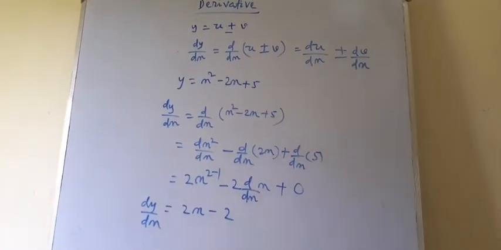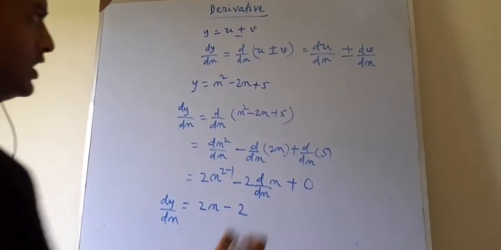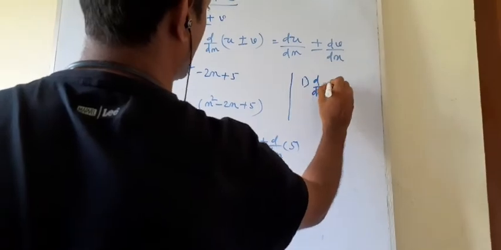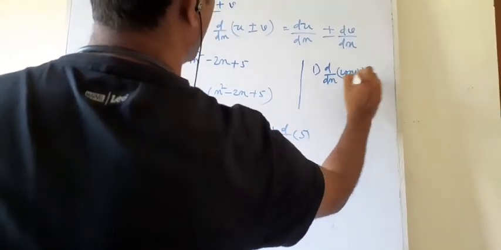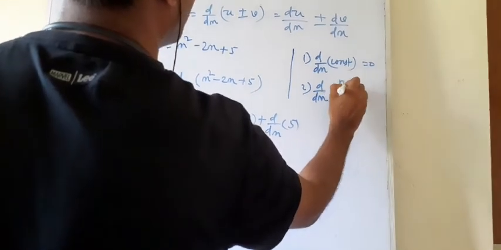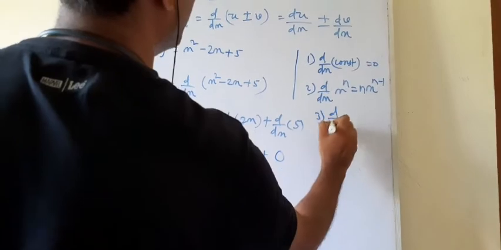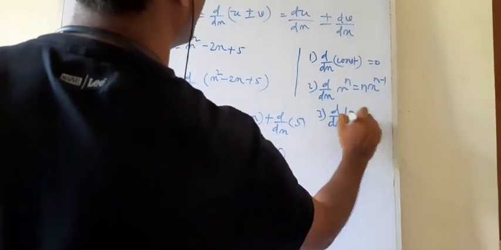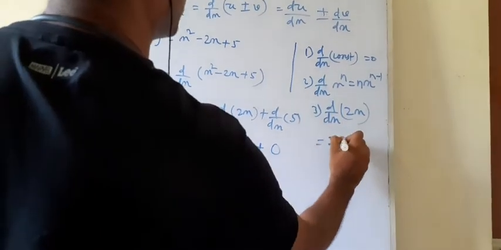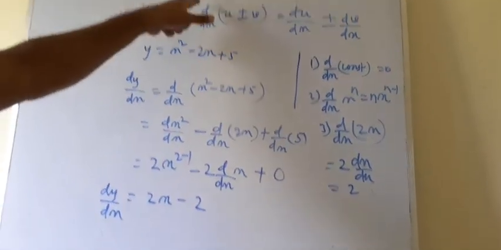Hope you have understood how to find the derivative of a simple function. So basically I have discussed important formulas: d by dx of any constant quantity equals 0, and second, d by dx of x to the power n equals n into x to the power n minus 1. And third, if d by dx of 2x is given, or 2x square, whatever, a constant and a variable, then the constant will be taken outside, dx by dx will be 1, and the property.